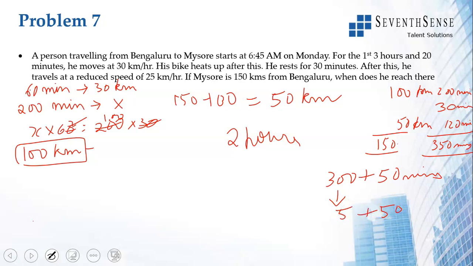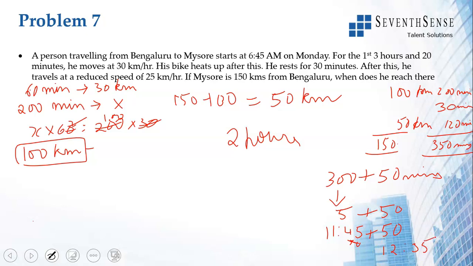So it is 6:45 in the morning on Monday. If I add 5 hours, 7:45, 8:45, 9:45, 10:45, 11:45. So adding 5 hours makes it 11:45. Then you add another 50 minutes. If you have to add 50 minutes, add 1 hour, subtract 10 minutes. 11:45 plus 60 would have been 12:45. 10 minutes less makes it 12:35.